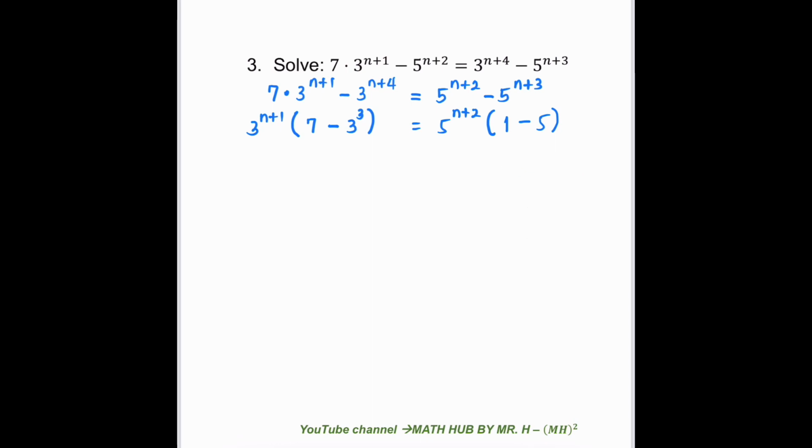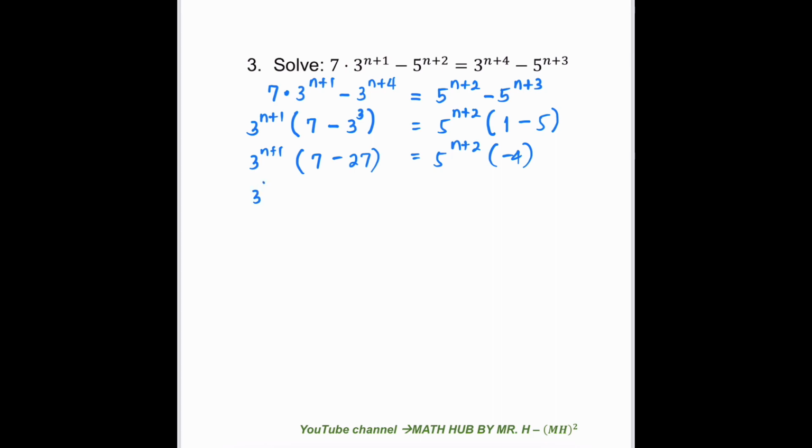And then from here, you can see we need to simplify everything that's inside the parentheses, right? So this is 3 to the power of n plus 1 times 7 minus 3 to the power of 3, which is 27. And 5 to the power of n plus 2 times 1 minus 5, which is negative 4.